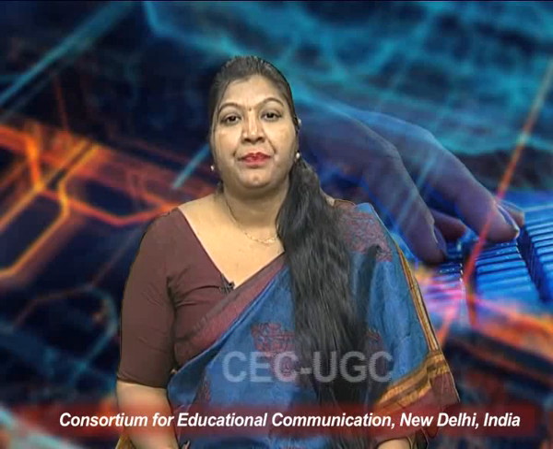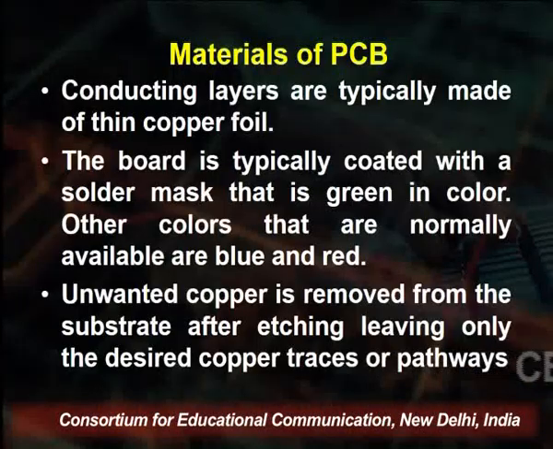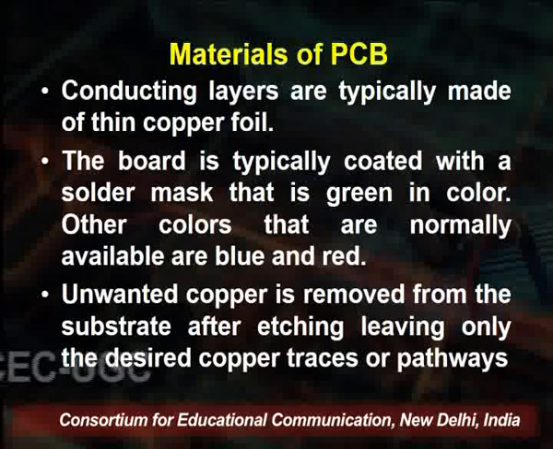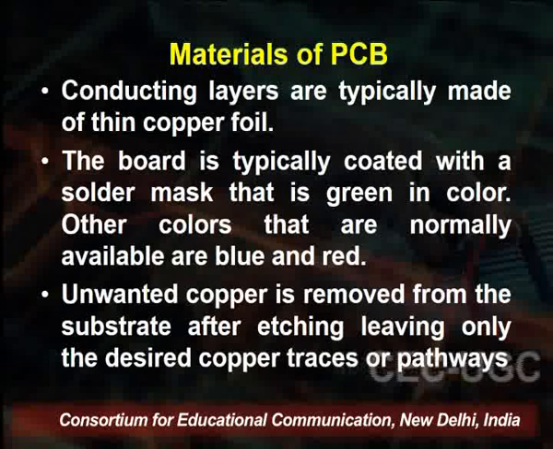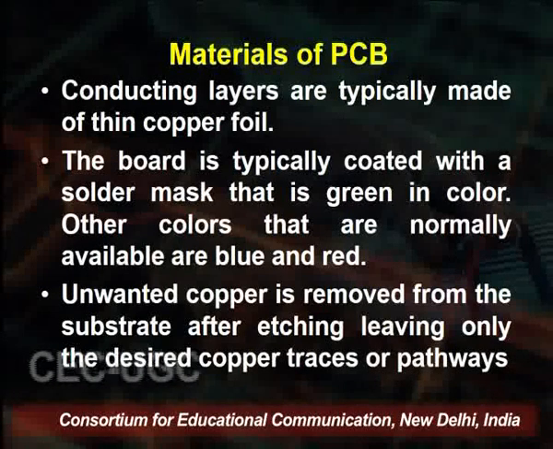Unwanted copper is removed from the substrate after etching, leaving only the desired copper traces or pathways. Basically we use copper to prepare the pathway or the connection between the various electronic components on the PCB, connected through the copper traces. Extra copper is removed through the etching process, leaving the desired copper traces or pathways that connect the electronic components on the PCB.